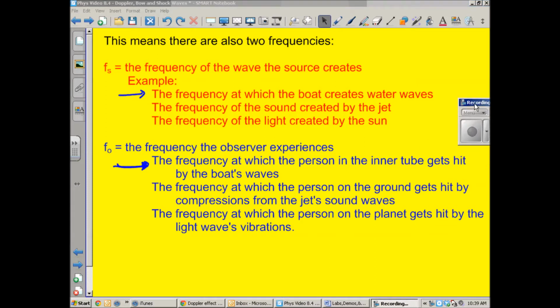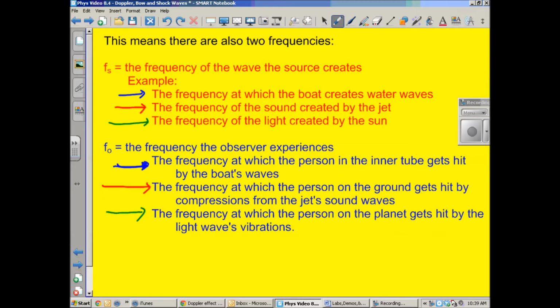Talking about the jet, there's the frequency of the sound produced by the jet. And then there's the frequency that the person on the ground hears. Talking about the light waves, there's the frequency of the light waves emitted by the sun, and then there's the frequency of the light waves that the person on the planet sees. Okay, those two things are not necessarily the same if either the source or the observer are moving. Okay, so keep this in mind.